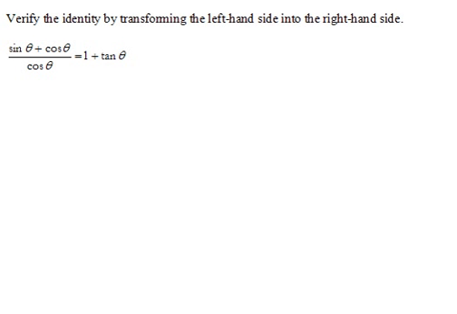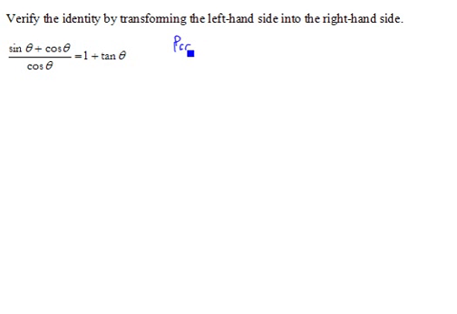Verify the identity by transforming the left-hand side into the right-hand side. So my identity is that the sine of theta plus the cosine of theta, all divided by the cosine of theta, is equal to 1 plus the tangent of theta. Since I'm supposed to transform the left-hand side into the right-hand side, I will start with the left-hand side.